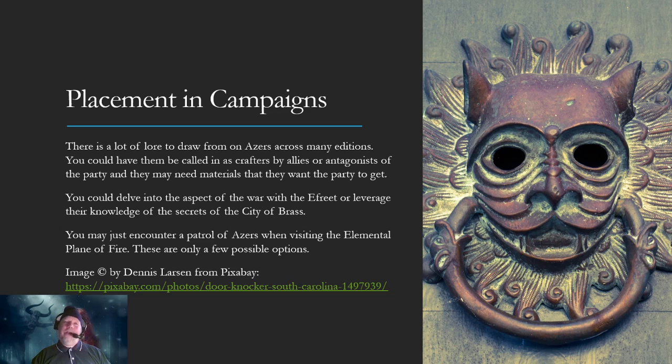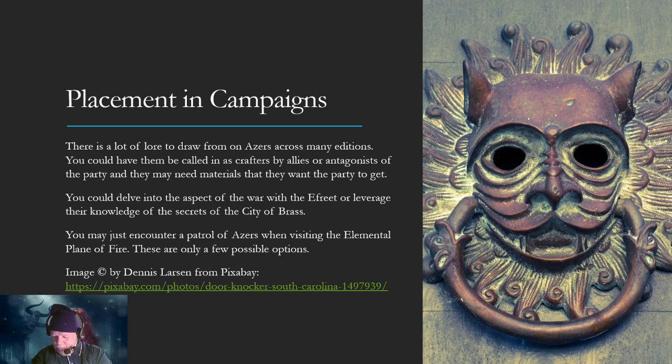Now, those Azers may have been hired and they may have given their word, and so they may be very loath to break their word against the person that they've agreed to work with, or they might have been enslaved, and the party might come along and be able to do something about setting them free. Of course, that's all entirely up to the DM, however you want to do that. And you could also delve into the aspect of the war with the Efreet, or leverage their knowledge of the secrets of the City of Brass.